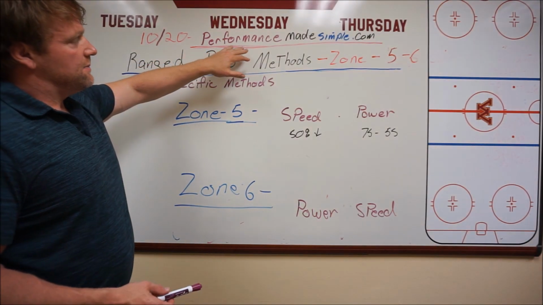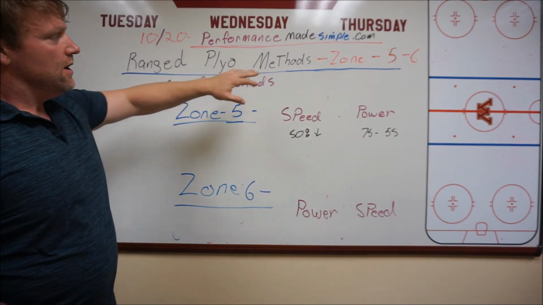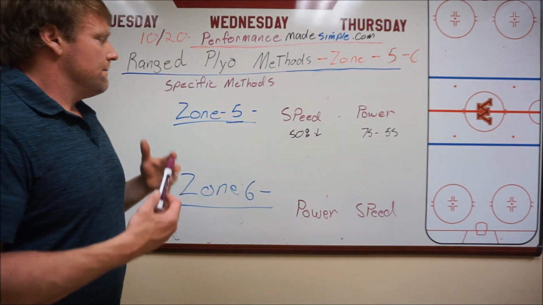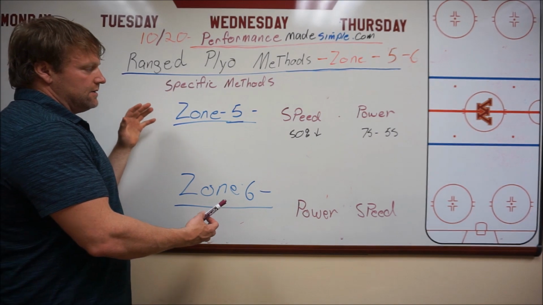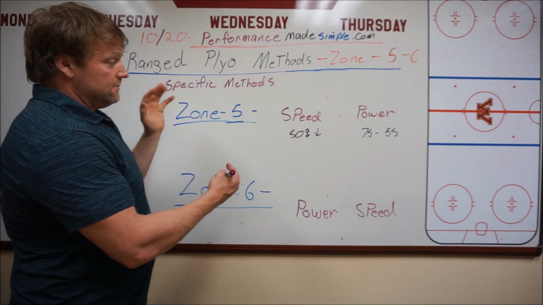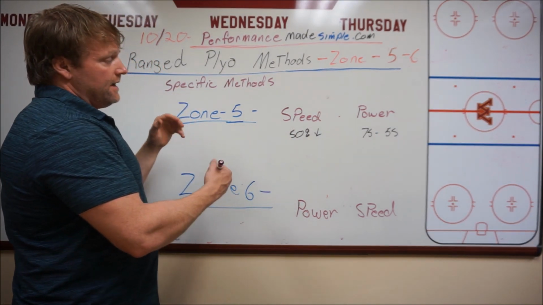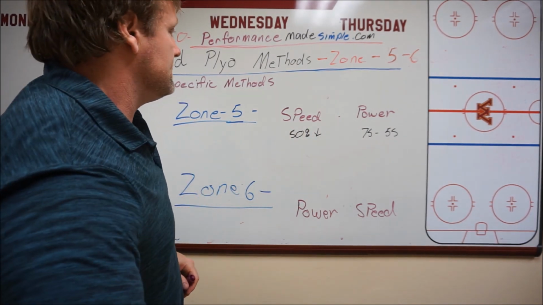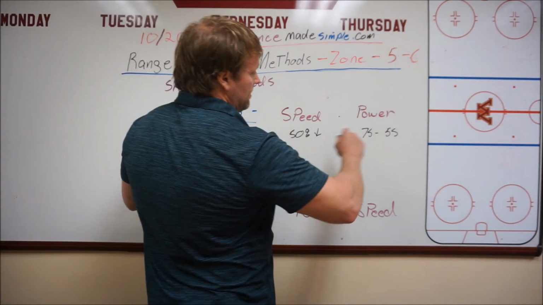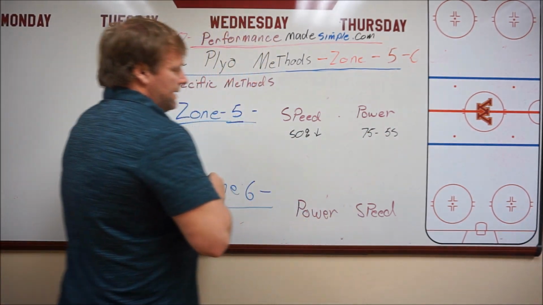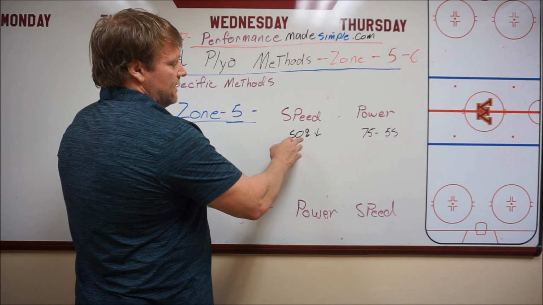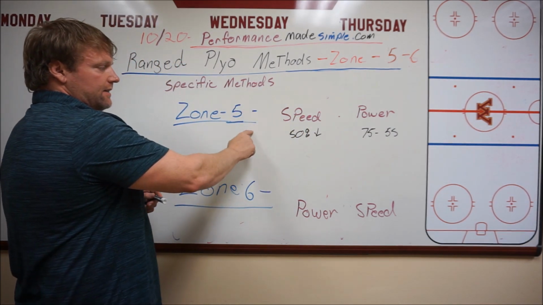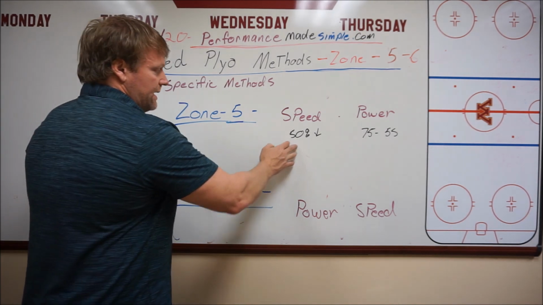Okay, for the performancebasedsimple.com 10 and 20 tool, we're here to talk about the last two zones, which would be 5 and 6. And essentially, this is just like the power and strength one, except that you're now blending speed and power methods, okay? So when I say that, if this is your weak model, basically what you have is at the beginning of the week, your plyometrics that you're using from the Ranged Plyometric Methods in Zone 5 are more speed-based, okay?